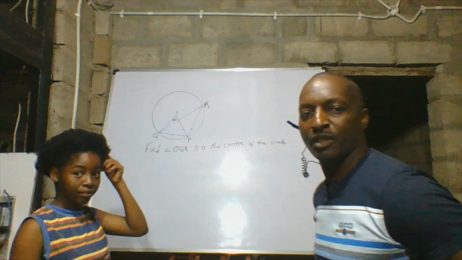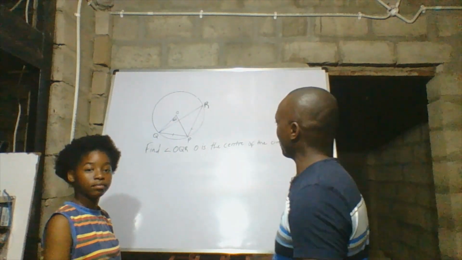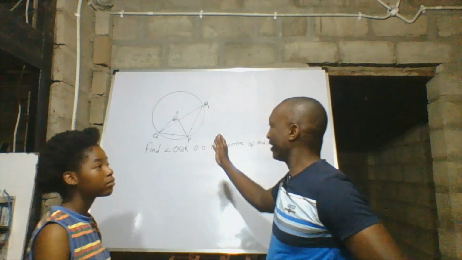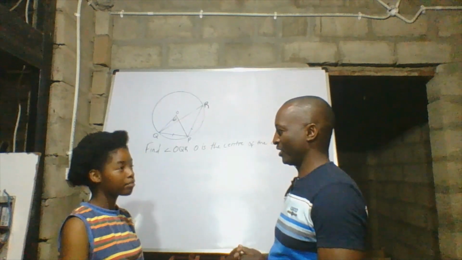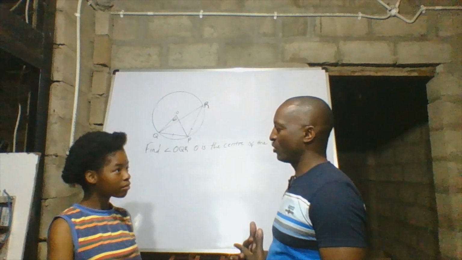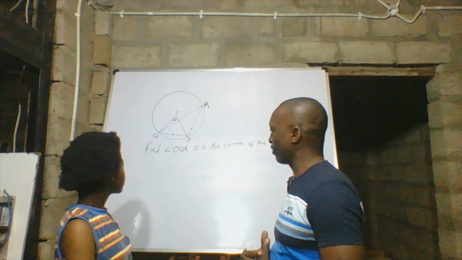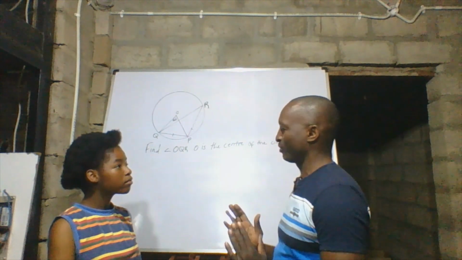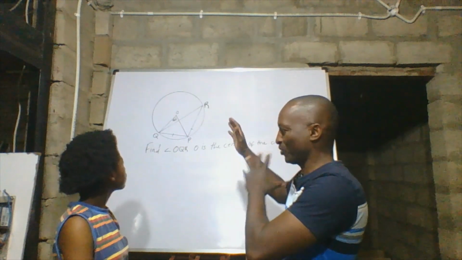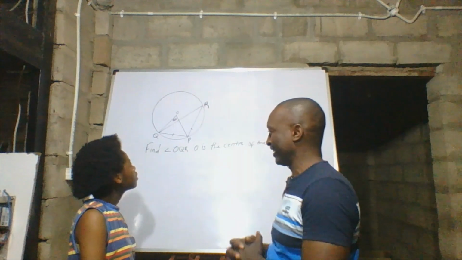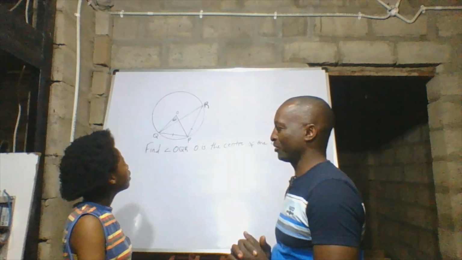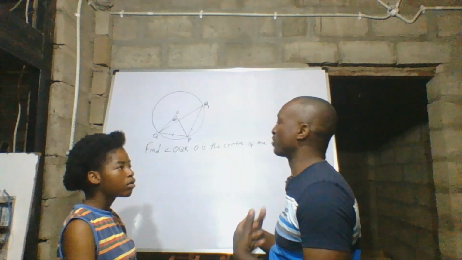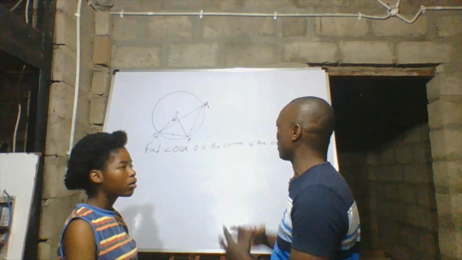Look at this. All right, they've given you a circle. So when you look at this sum, what do they want to know? There's something they want you to know about what's happening there. What is it that they want you to know? The properties of a circle.